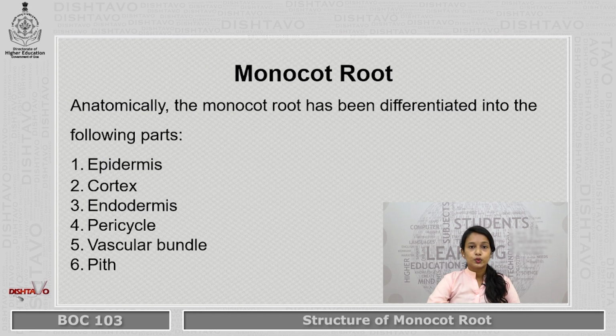Anatomically, monocot root shows the following layers. First is epidermis, second cortex, third endodermis, fourth pericycle, fifth vascular bundle and sixth pith.